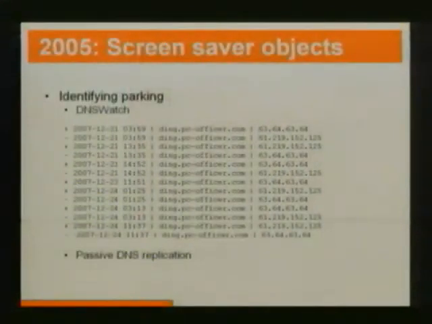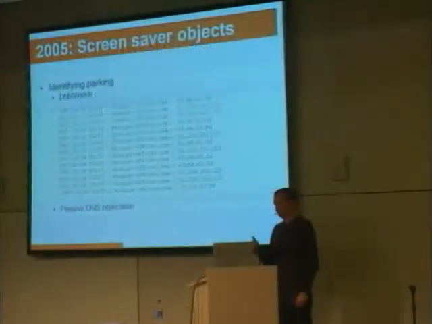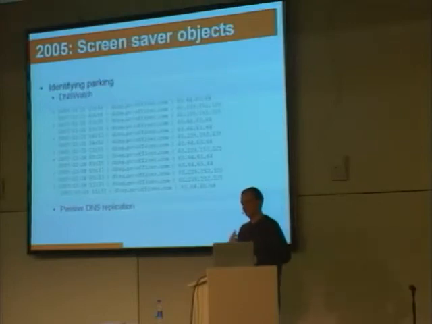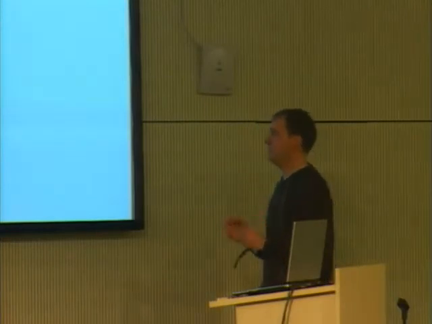Now, there are two ways of identifying parking after the fact, because this was a bit of a problem for me. I had these samples that were dating back to 2005 and 2006, but how could I identify whether they were ever parked, whether the control service changed? Well, there are really two ways to do this.